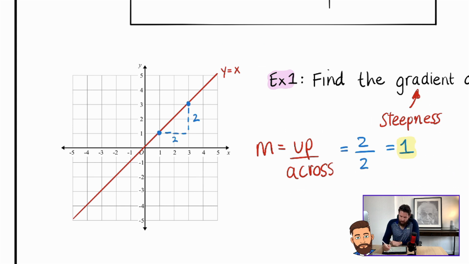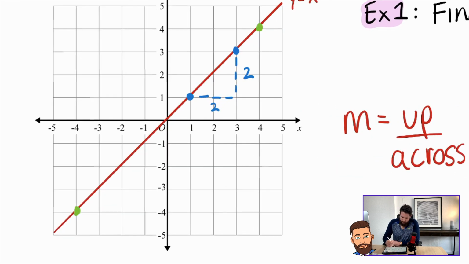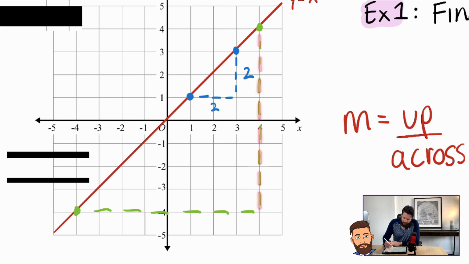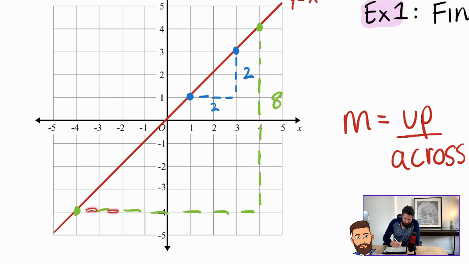So we can see that if we change colour to maybe a green, I'm going to put a point down here and a point all the way up here. Okay, so if I now construct my triangle from those points, we have to count up divided by across and then see if we get the same gradient. How many up is this? Remember, we know that 1 square is 1 unit, so it's 1, 2, 3, 4, 5, 6, 7, 8. It is 8 up, and it's going to be 8 across.